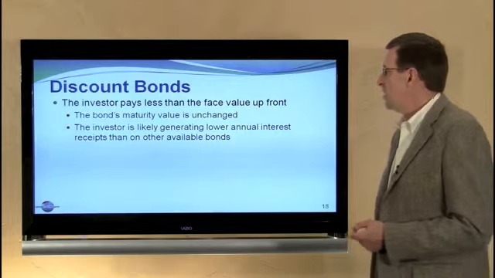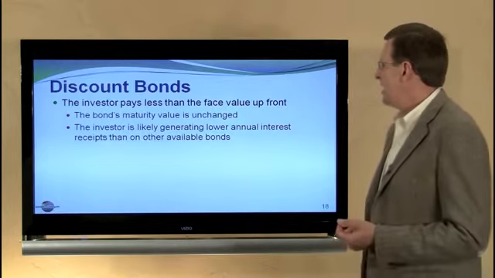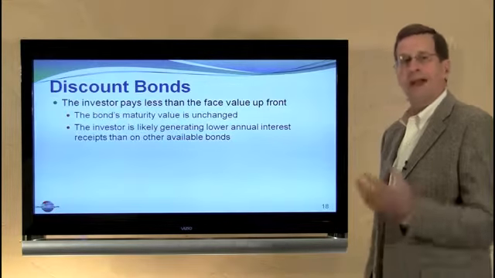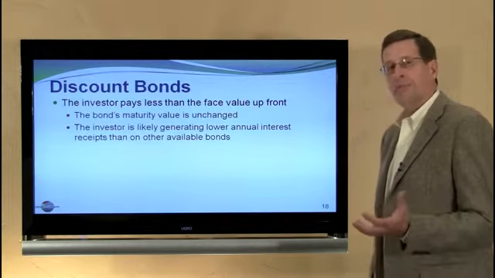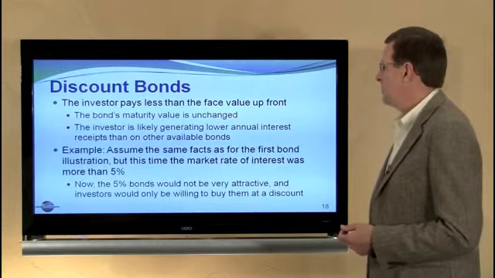Discount on bonds is just the opposite. We'll essentially look at the same illustration in reverse here. An investor pays less than face value up front, but the bond's maturity value is unchanged. So we're going to get back more money than we invested in addition to the periodic cash payment. We bought this bond at a discount though because it was sort of an inferior bond. It didn't pay very much on a periodic interest payment.